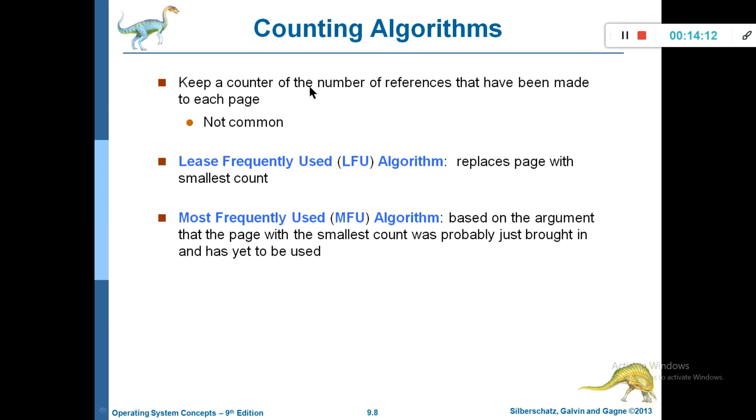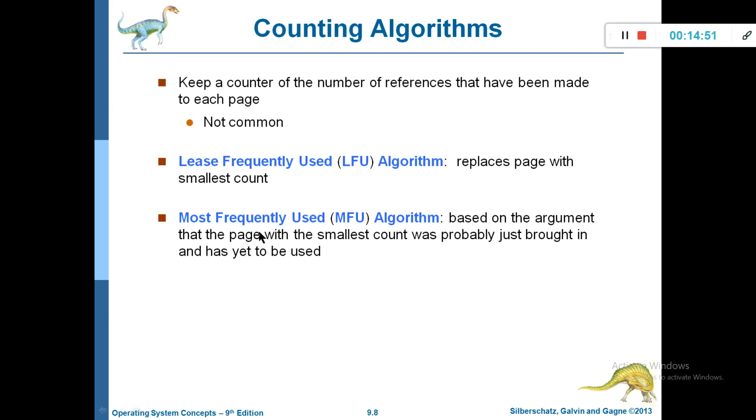What we are going to do here is keep a counter of the number of references that have been made to each page. It is not commonly used in any algorithm. On what basis are you going to replace? The least frequently used (LFU) algorithm replaces the page with the smallest count, because whenever you refer to a page, the count is incremented by 1 every time, and the page associated with the smallest count has not been used for the longest time. That page is considered the victim and replaced using this counting algorithm.